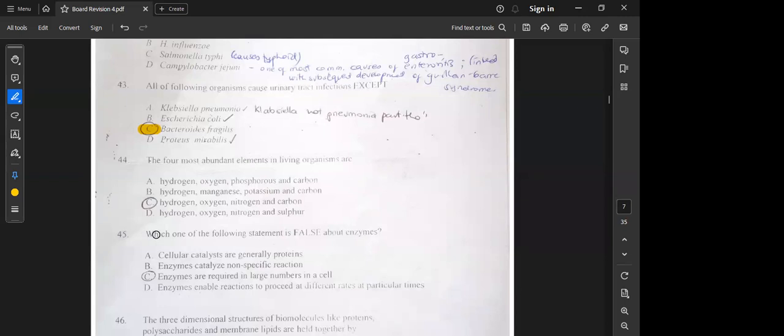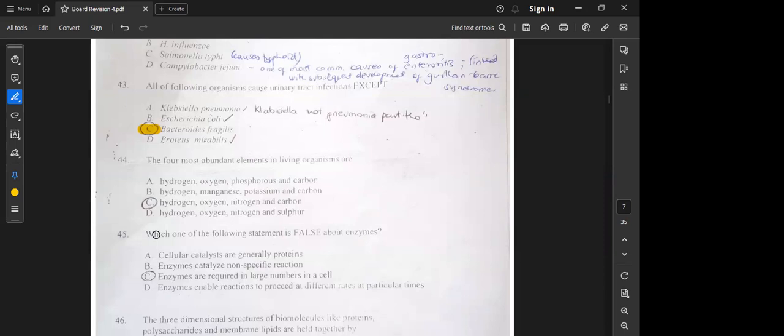So we look at symptoms. Someone has also sent something to the group that really summarizes treatment of UTI, also the causative pathogens. So we are good. Moving on to number 44.